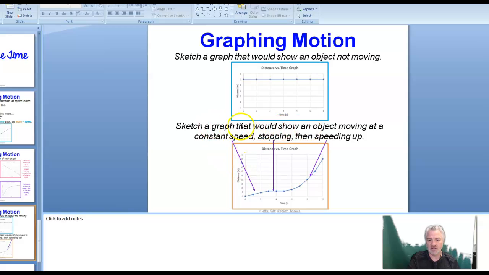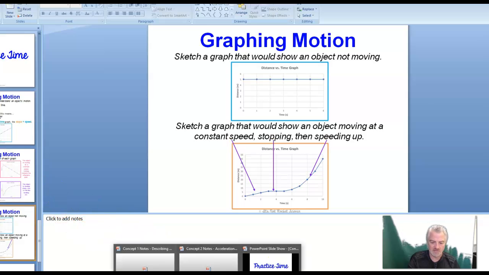Now here in class I had a volunteer sketch a graph that would show an object moving at a constant speed, stopping, and then speeding up. So here, from here till about 3 seconds, it's moving at a constant speed. And then from about 3 to 5 seconds, it's not moving, it's stopped. So there's that horizontal line. And then it begins to speed up, so it's accelerating. So you see that curve. So that was a little bit about graphing motion with a distance versus time graph.